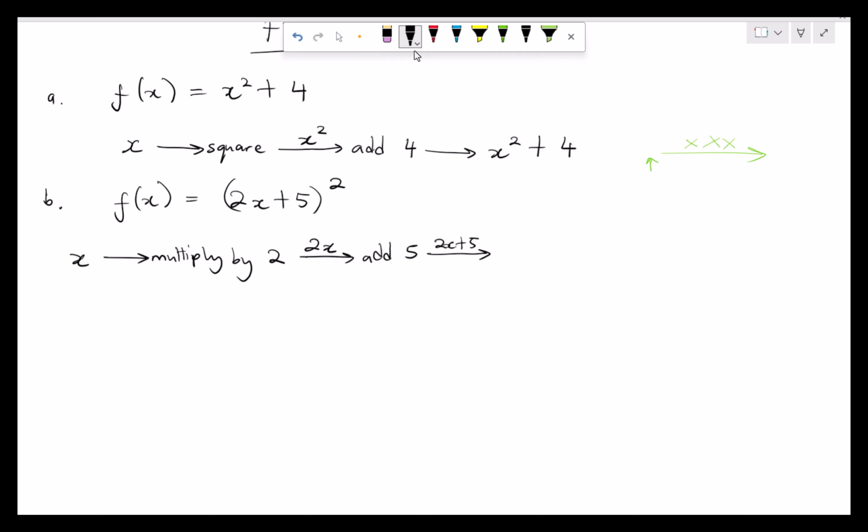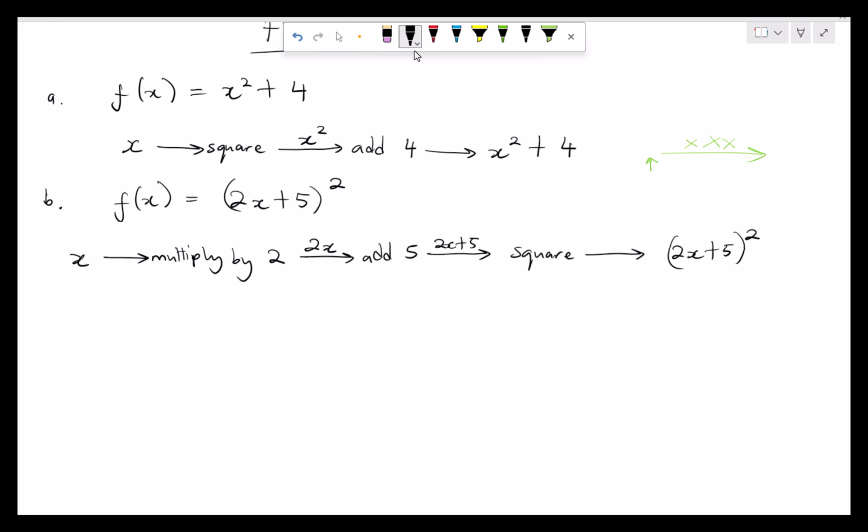And then we squared the whole expression here. So you tell us that you will square it. And once you square it, you get 2x plus 5 squared. And that is the same as what we have right here.